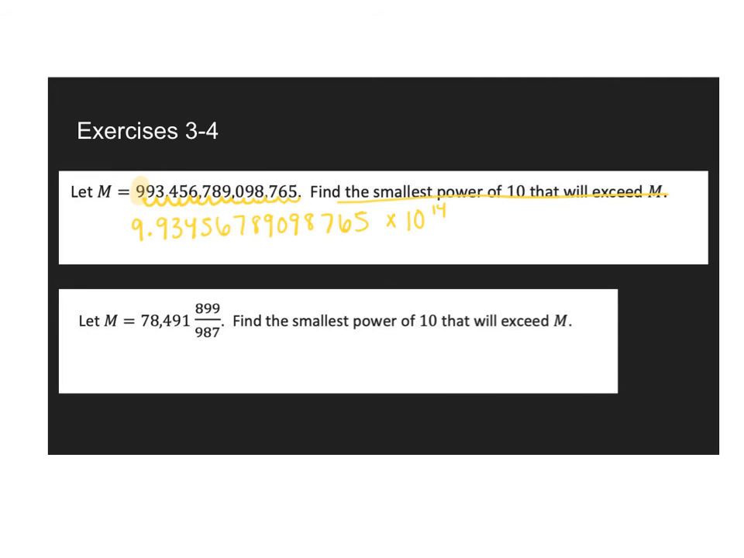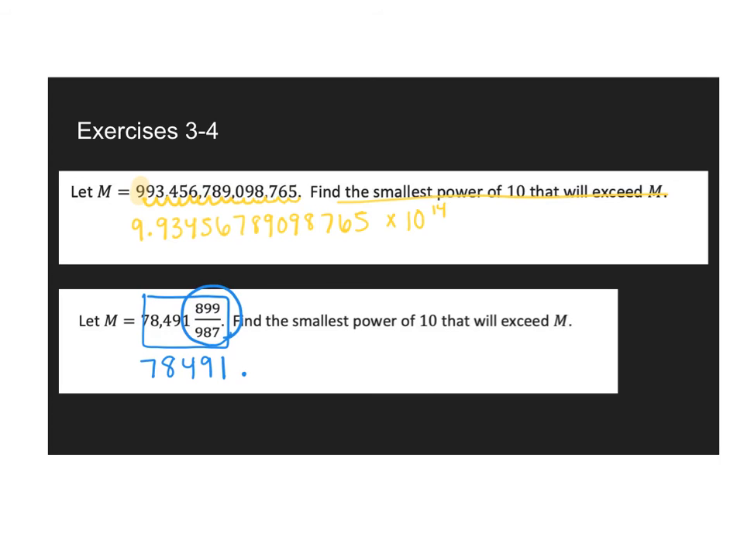Okay? The next one is a little bit more difficult to read because it is written as a decimal. So just for your reference, this is 78,491 and 899 out of 987. So the first thing we want to do is rewrite this as a decimal. Okay? So basically we're going to turn this part into our decimal. The beginning part stays the same.